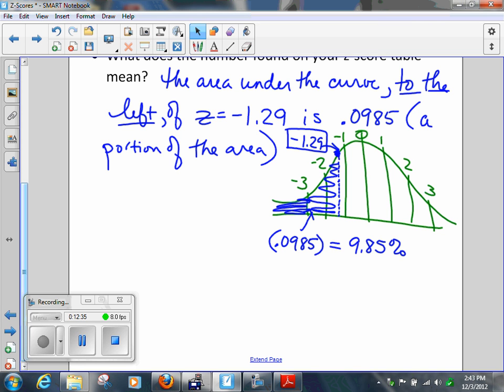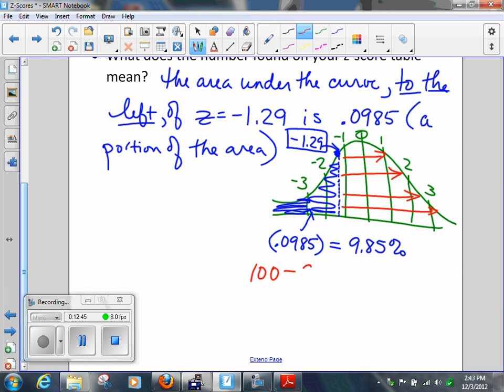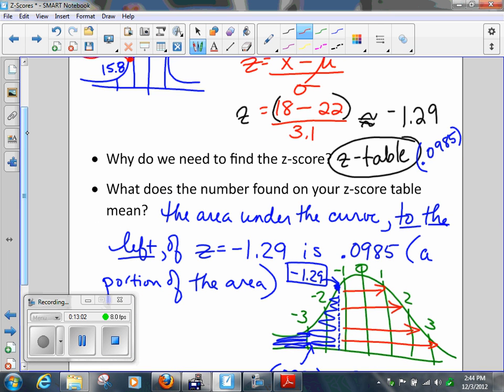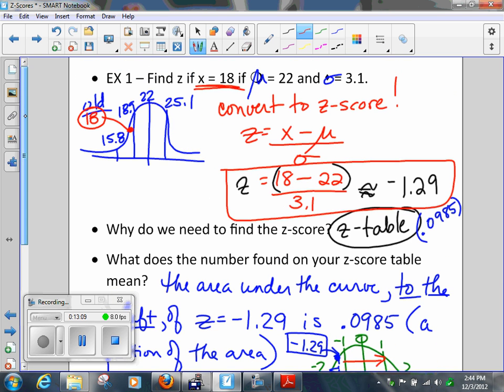And what would be the portion under the curve this way? How am I going to figure that out? Well, I'm going to take 100 and take away 9.85%. And that's going to give me 90.15%. All right, let's go back and make sure we've done what we needed to do. It said find Z. Did we find Z? Yep, we did right here. We found it to be negative 1.29. And that's all we had to do there.